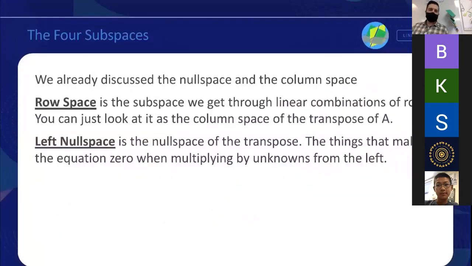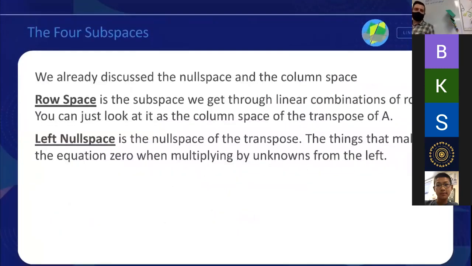Okay, so again, we already started to discuss the null space and column space. Row space is just the linear combinations of rows. It's also the column space of the transpose of A. So if you get more comfortable with column space, you can think of it as the column space of Aᵀ, and whatever I do to find the column space, I could do the same thing to Aᵀ, and that's going to be the row space of A.